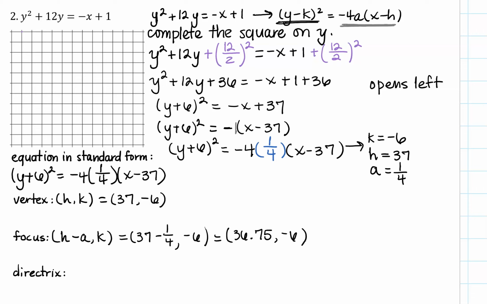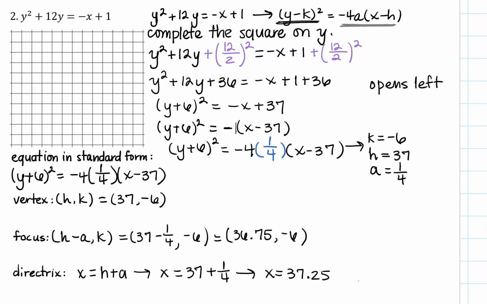When a parabola opens left, the formula for the directrix is the equation x is equal to h plus a. So our directrix is x is equal to, our h is 37, our a is 1/4, and so we have the equation that x is equal to 37.25 as our directrix. So now with all of this information, I am going to plot what this parabola looks like.